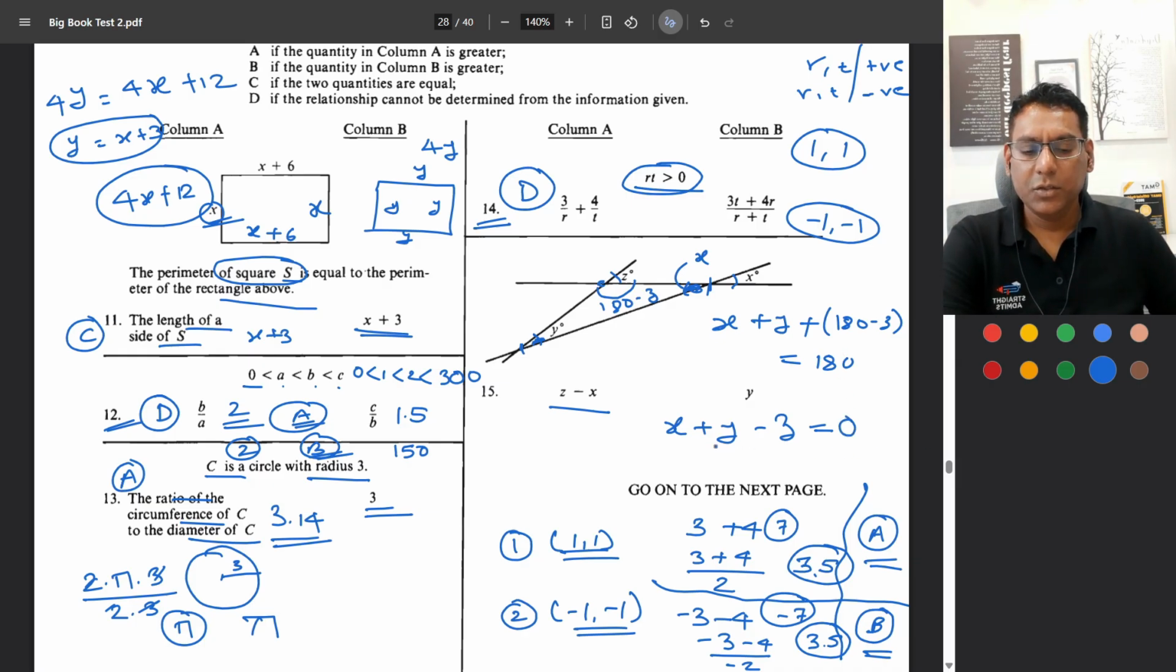Okay, so now I need z minus x. So I need to move both this and this to the other side, and I get z minus x. I keep y on the same side, so z minus x is equal to y. Z minus x is equal to y. Both quantities are the same, that means the answer is C.